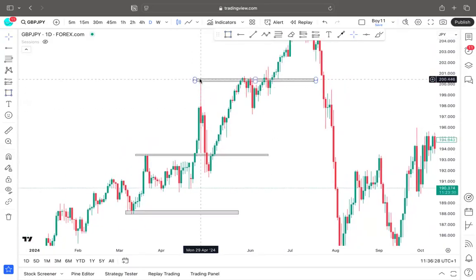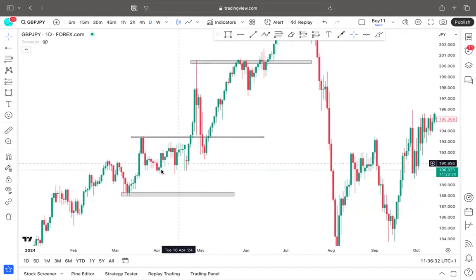If this is our resistance level right here, where is the support that caused this whole move? It started all the way from here. It was not here. It was not here. It was not here. It was not here. The whole move started around this zone.